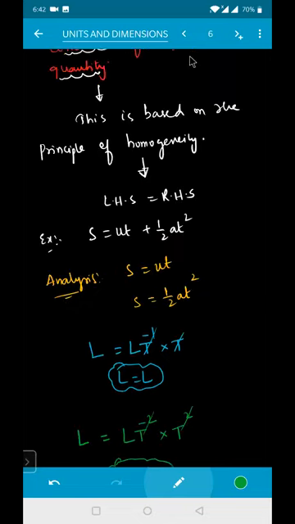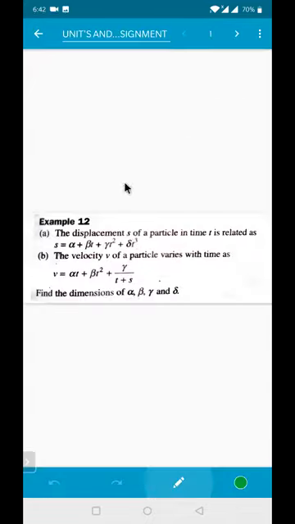So what is the given condition we got? It is based on the principle of homogeneity. In a given equation, LHS must be equal to RHS. Then only it will be dimensionally correct. Is it clear? Let me give you one example for this. See this example. The displacement S of a particle in a time t is related as S is equal to alpha plus beta t plus gamma t square plus tau t cube. We need to check whether the given dimension is correct or not.